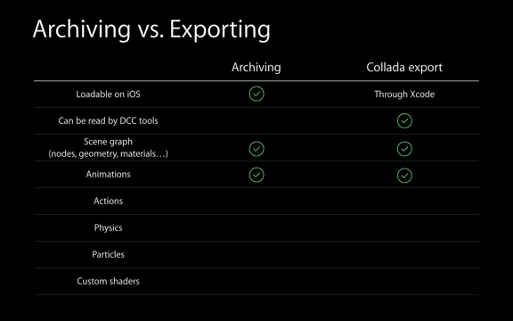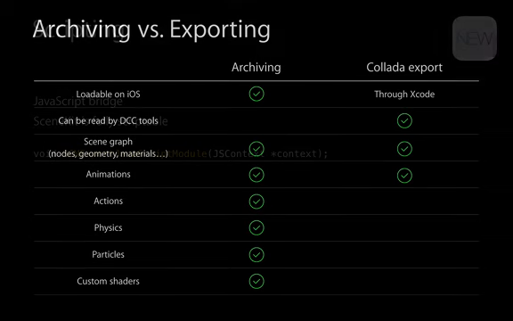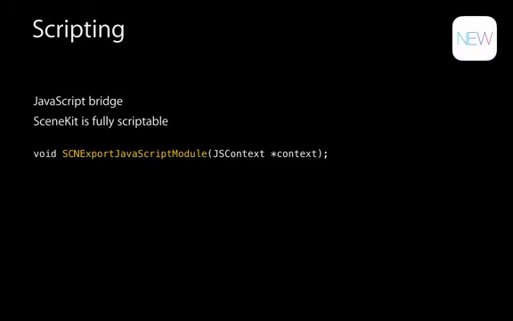Both support the scene graph basics, like the node hierarchies, the node names, the geometries, all the materials, and the animations. They work for both. But advanced features like actions, physics, particles, and even custom shaders, everything is archived and works with archives, but they are not supported by Collada. One more note, as mentioned in the previous session, SceneKit is now fully bridged with JavaScript. This can be really helpful if you want to customize your workflow or have tools to debug your games. It's bridged with JavaScriptCore.